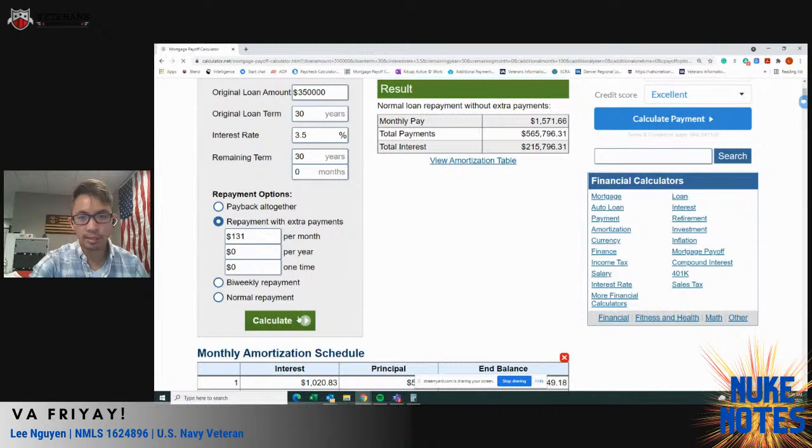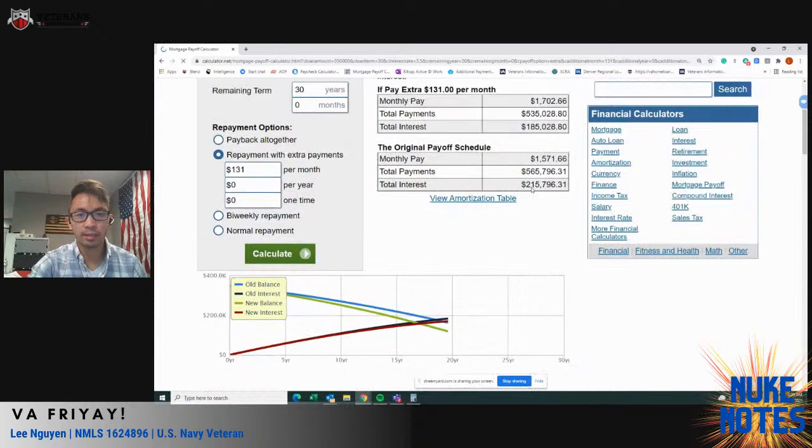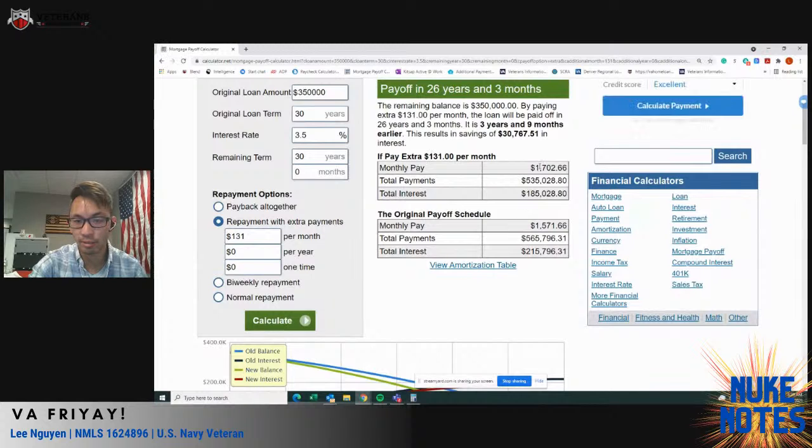You can calculate that, and what's going to happen is you're going to pay off your loan about 3 years and 9 months earlier. So by paying $131 extra, you're actually saving about $30,000 in interest, as you can see here, which is a lot just by paying an extra $131 per month.